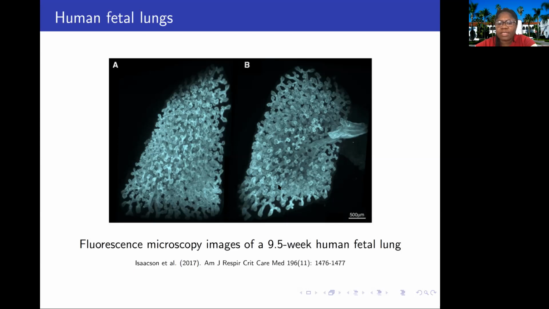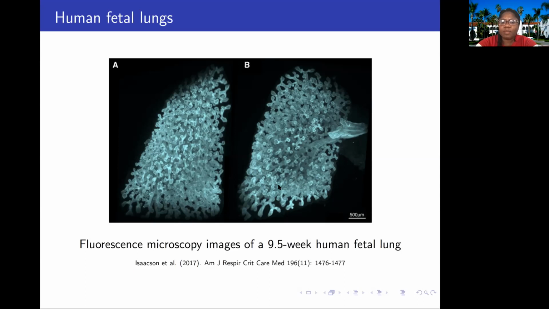So the lung starts by branching out from the foregut at about 4 weeks during development. And then it branches. You have the two buds, the left and the right bud. And then these buds keep branching up to 23 generations. So you have the first generation of branching, and then it continues to about 23 generations. And then you have the fully developed lungs.